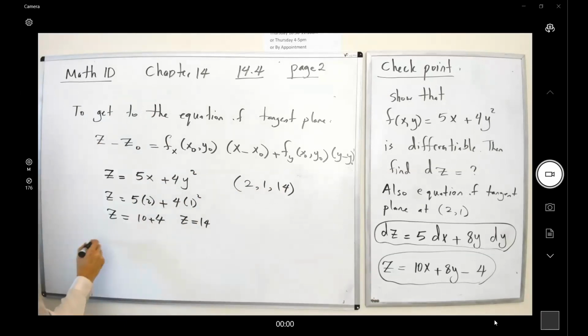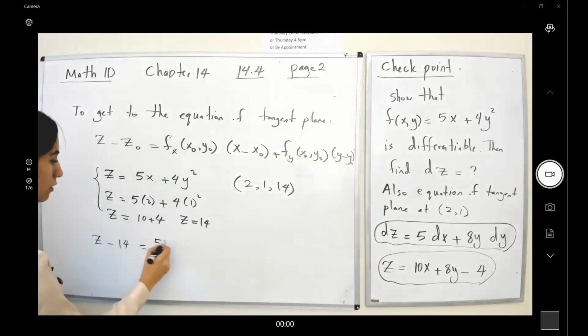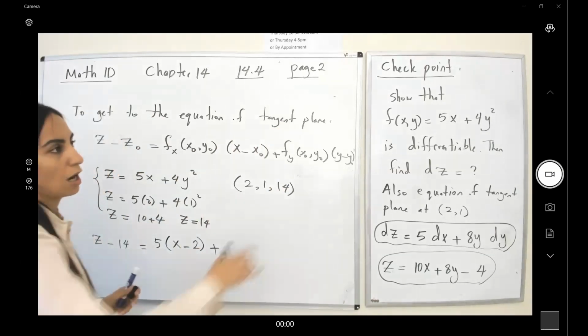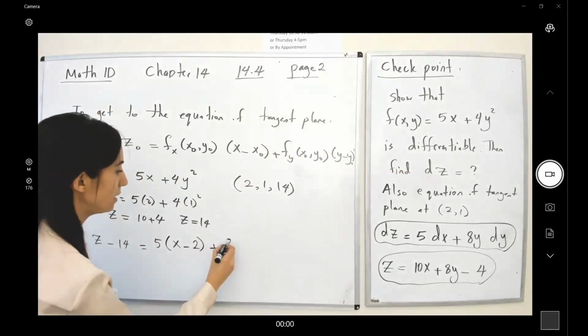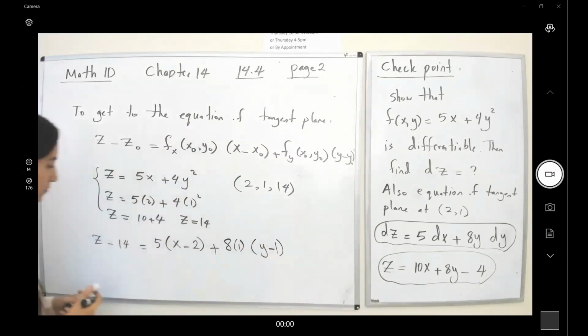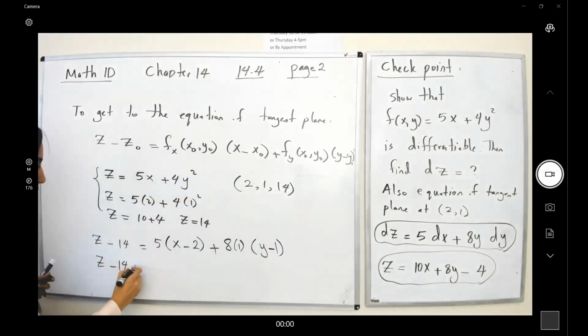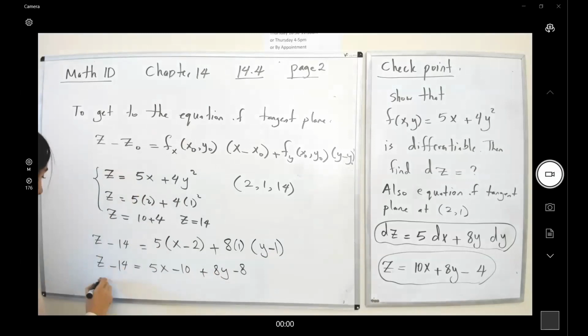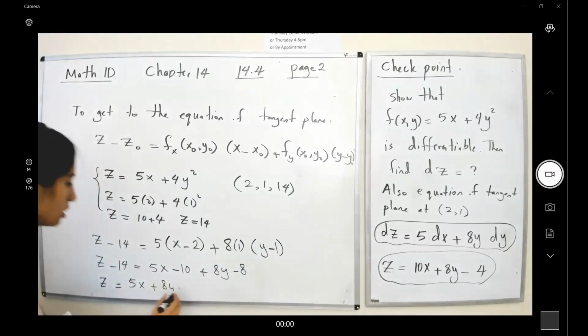So you have all the information. You just need to write down the equation of the tangent. z minus 14 equals f sub x, and you know that is 5, times x minus x sub 0, which is 2, plus f sub y, which is 8y, so it is 8, times y minus 1. So here you have z minus 14 equals 5x minus 10 plus 8y minus 8. So z is equal to 5x plus 8y, here you have negative 18, and here you have plus 14.